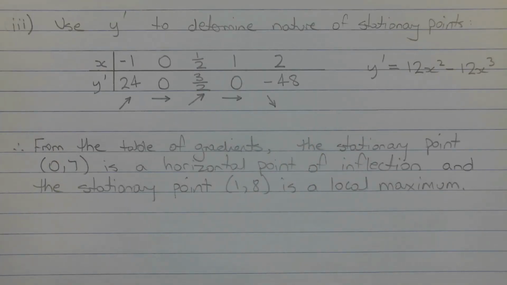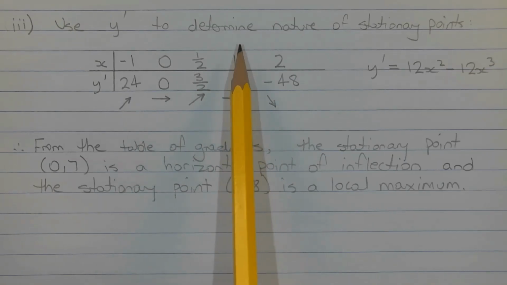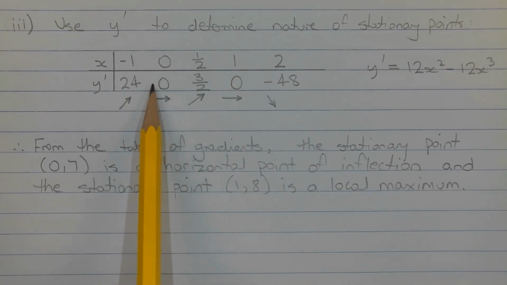We draw up a table of gradients, and from those table of gradients we can determine the nature of those stationary points. So the values of x that I've chosen around x equals 0 and x equals 1 are x equals -1, x equals 1 over 2, and x equals 2. So we know that when x equals 0 and x equals 1, the value of y dash, or the value of the gradient, is 0 and 0.